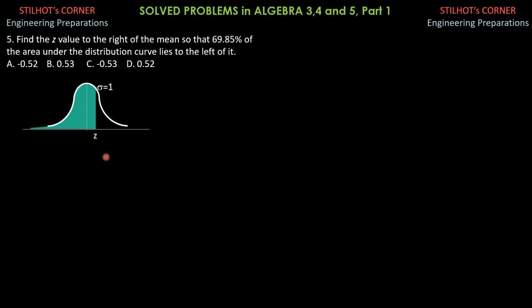And our limit should be, supposedly, from negative infinity to z, but that is also equal to the integral. It is equal to 0.5 because the area of the left half is 0.5, plus the integral from 0 to z of 1 over square root of 2 pi e to the negative 0.5 z squared dz.